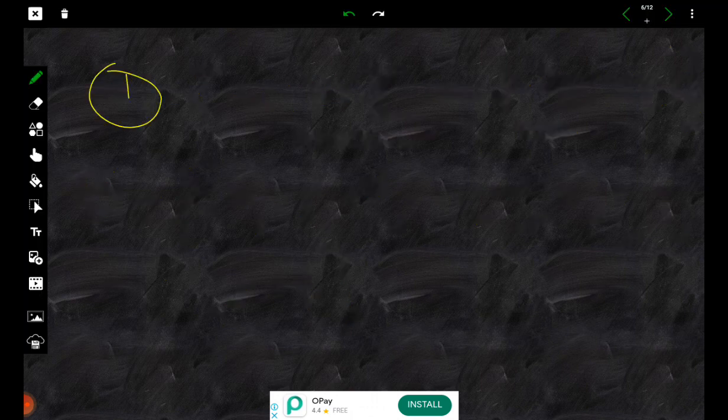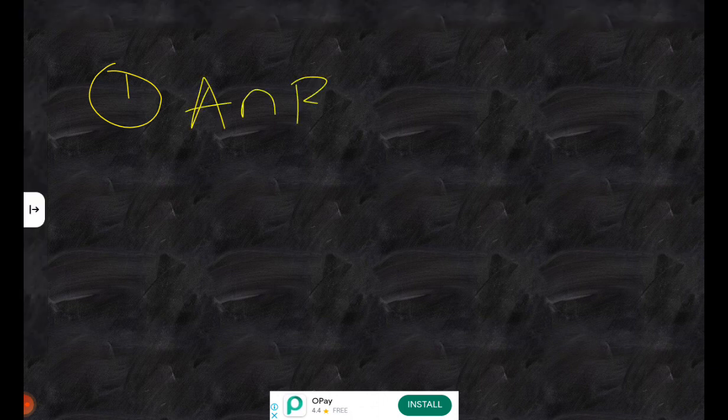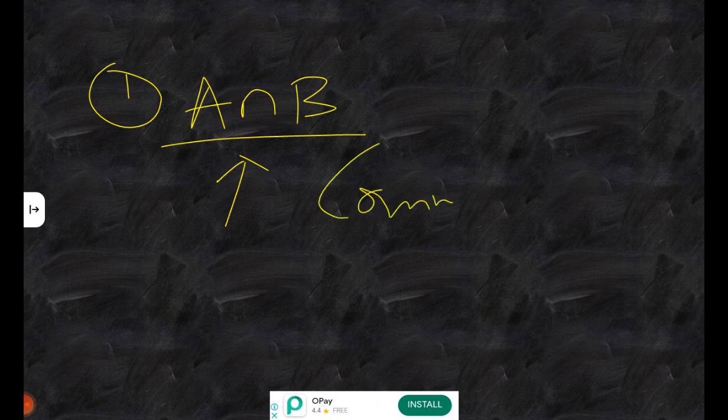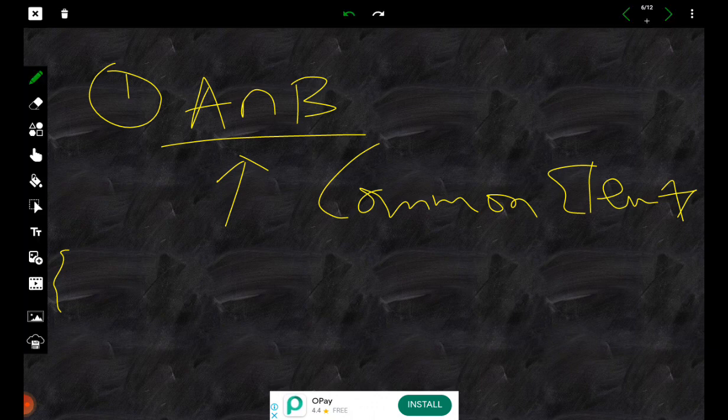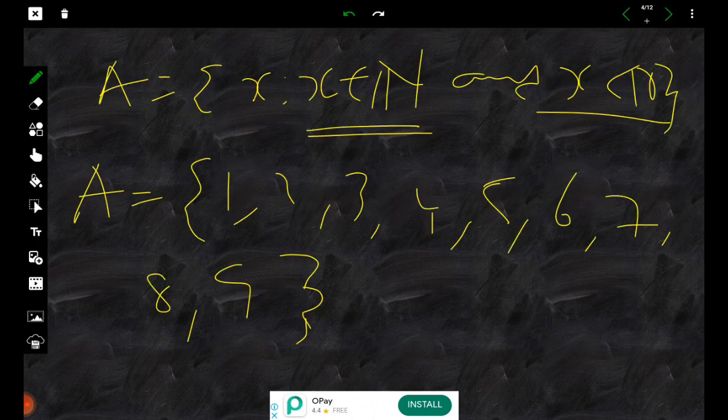The first one says we should find A intersection B. Now, in sets, this thing called intersection simply means the common elements, right? So we're looking for elements that are common to A and B. First, let's write out A. What are the elements of set A? The elements of set A are 1, 2, 3 up to 9.